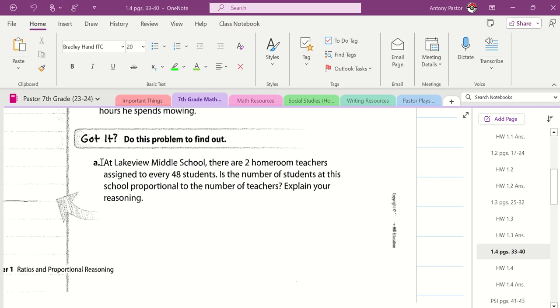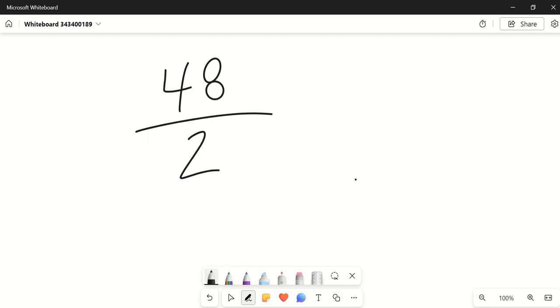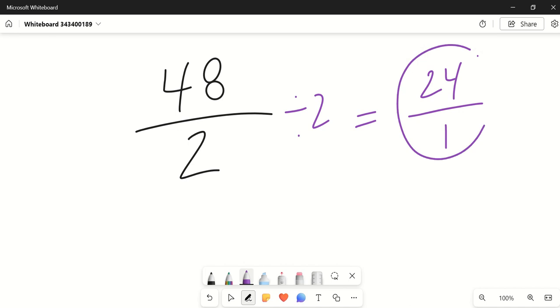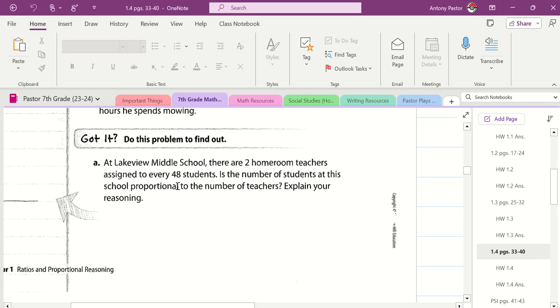This one's a weird question, but basically what is happening here is it's saying that there are 2 homeroom teachers assigned for every 48 students. So we wrote our ratio like this. Now, if I divide these by 2, what it's saying is that for every 24 students, there is 1 homeroom teacher.